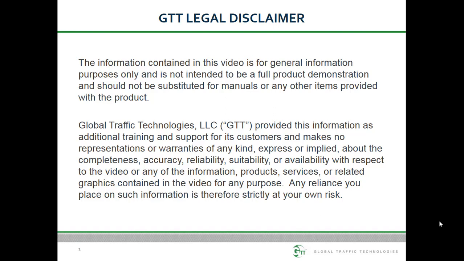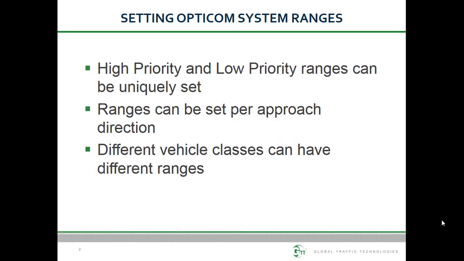This video provides an overview of the range setting capabilities within the GTT Opticom IR and Opticom GPS systems. There are a few concepts about setting ranges that span both the IR system and the GPS system that will be reviewed in this video. First, one of the most important ideas is that it is possible to set uniquely different ranges for high-priority emergency vehicles compared to low-priority transit vehicles.